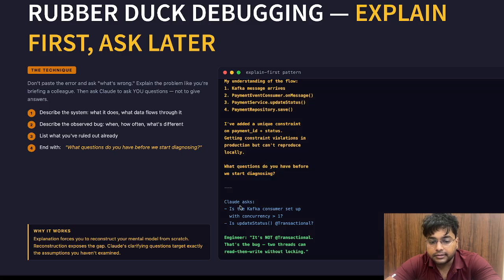So Claude asks, is the Kafka consumer set up with concurrency greater than 1? Is the status update transactional? Then the engineer gives the answer. So we have to understand why it works. As I said before, the explanation forces you to reconstruct your mental model. Reconstruction exposes the gap, and Claude's clarifying questions target exactly the assumption we haven't examined.